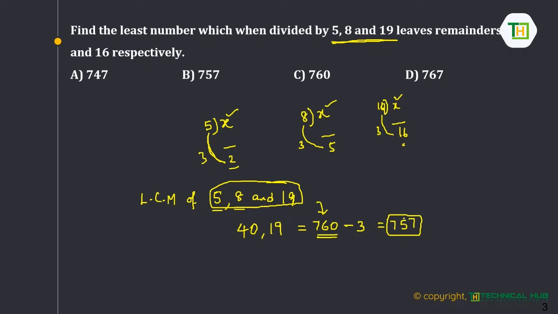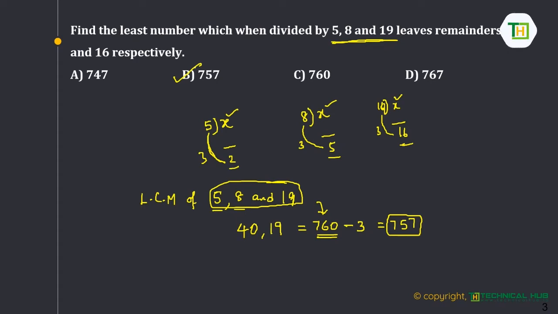Now check: if I divide 757 by 5, I get remainder 2. If I divide by 8, I get remainder 5. If I divide by 19, I get 16. So 757 is the least number which satisfies the given question. So first take the LCM of the given three numbers.